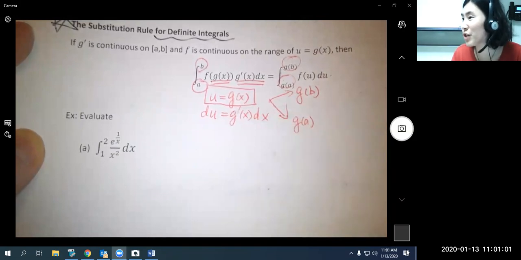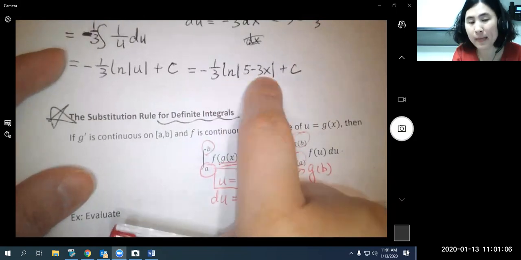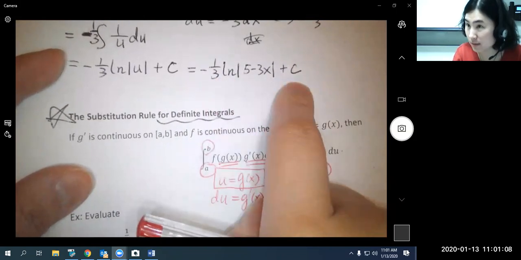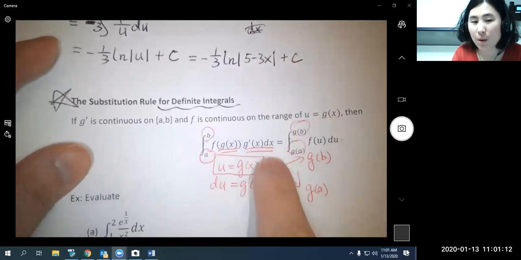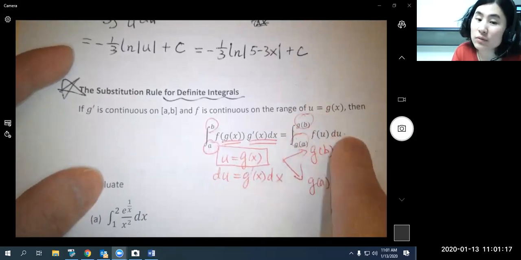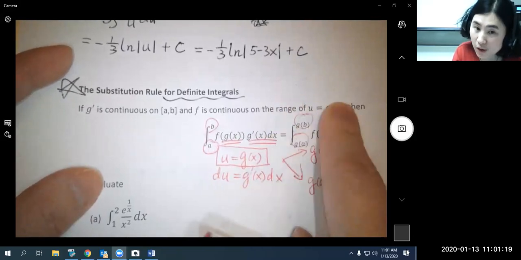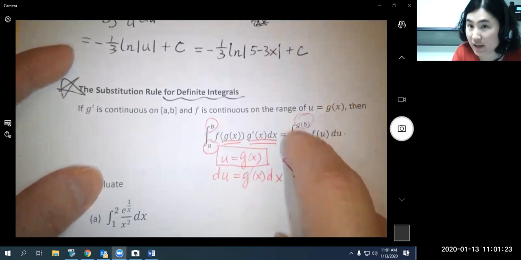We don't have to change u back in terms of x because the indefinite integral result is a family of functions. It's not just one function, it's a family. C could be any real number. However, for a definite integral, the result is a constant. So once we get the constant from the new integral, we're done, because we have already changed the limits for u.